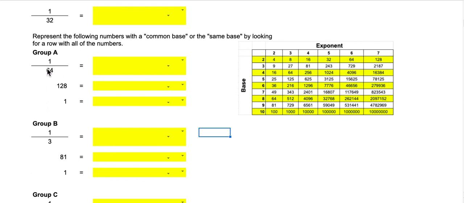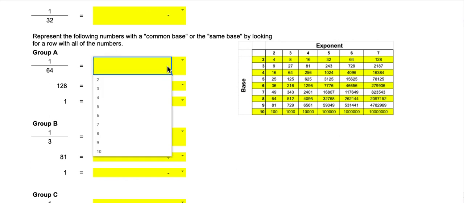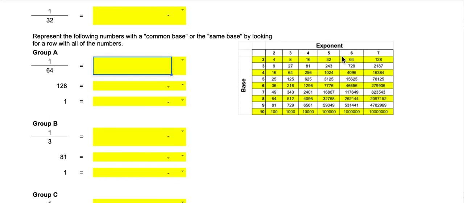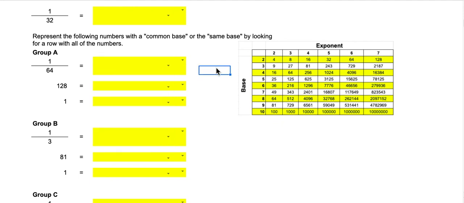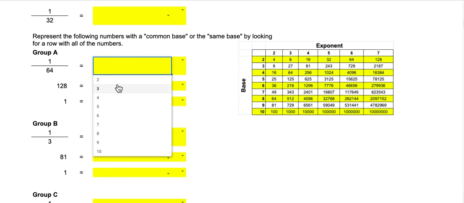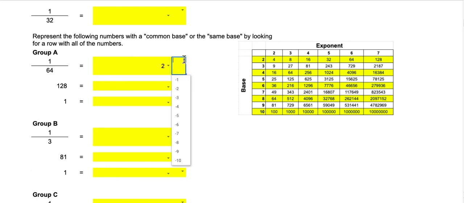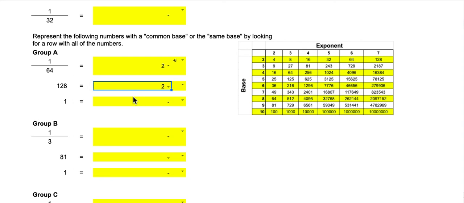Oh, okay. So 1 divided by 64, 64 is 6. Is it a 6 or is it a negative 6, though? Well, it's going to be the base of 2, and then it's going to be negative 6, because it's repeated division. And then 128 we saw was 7. So our common base is 2, and we want to get 7 there.